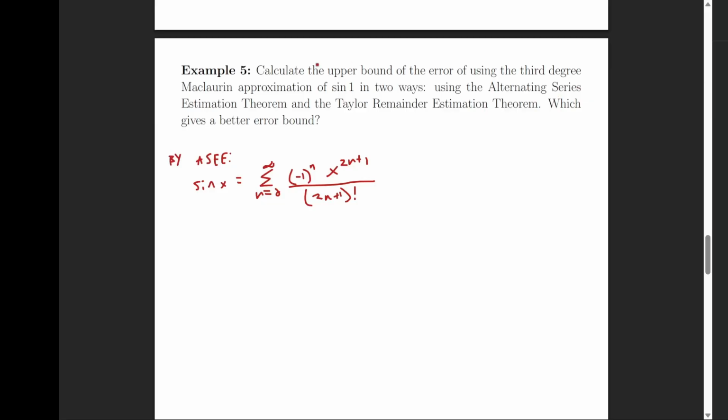Okay, so let's read the question. Calculate the upper bound of the error using the third degree Maclaurin approximation of sine 1 in 2 ways. So using the alternating series theorem, and then the Taylor remainder. So we're going to use AC and Tret.